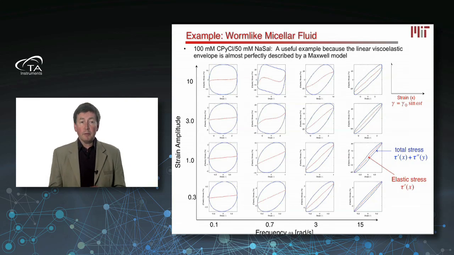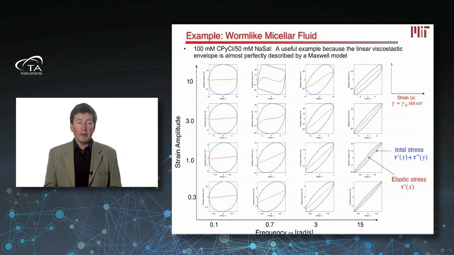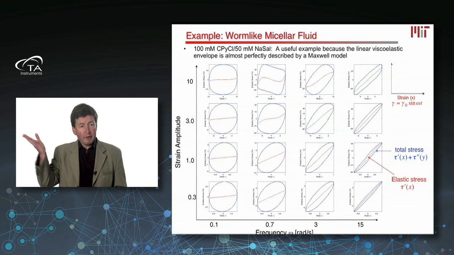As I go up to larger and larger strain amplitudes, however, so 100%, 300%, or even 1,000%, you can see that the material becomes a non-linear viscoelastic material, and you can see that these curves are definitely no longer ellipses. They're much more complicated shapes. Okay? The elastic stress is shown as the red dotted curve in the middle here, and that's the linear elastic response of the material. And you can see, again, that at low strain amplitudes, that's a linear response.